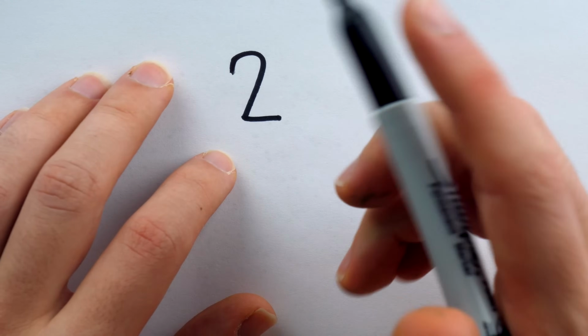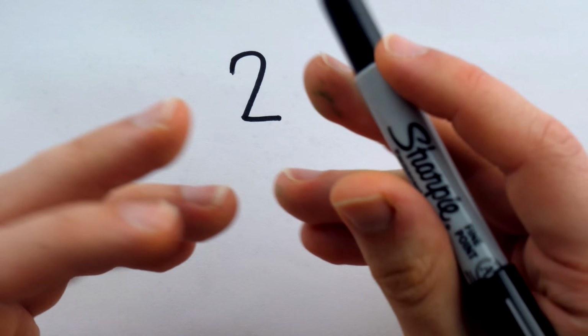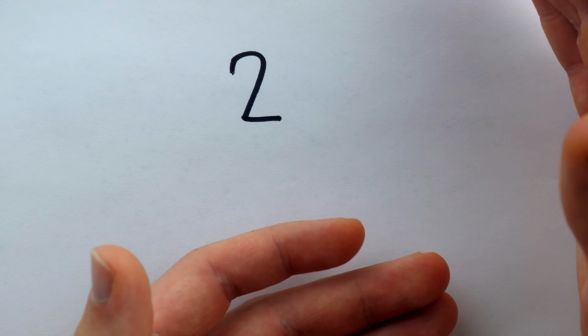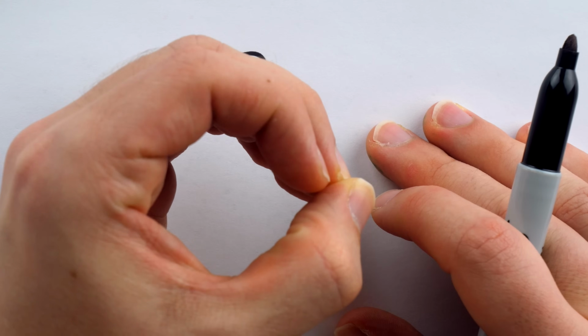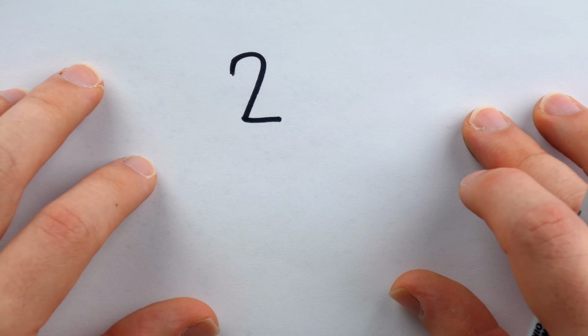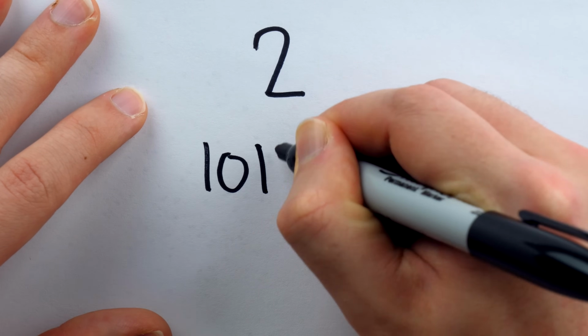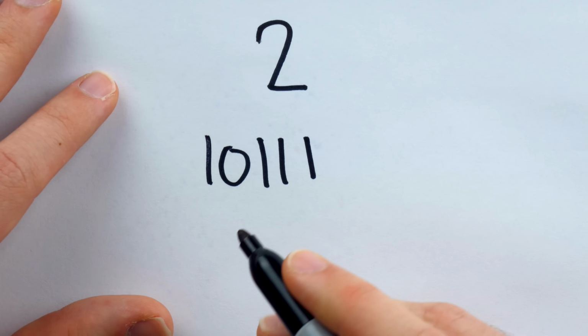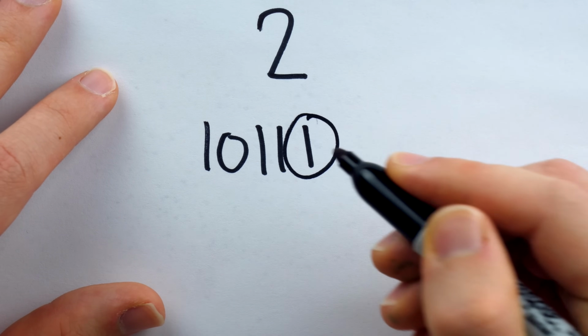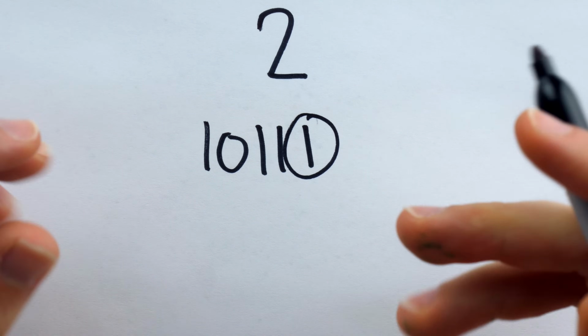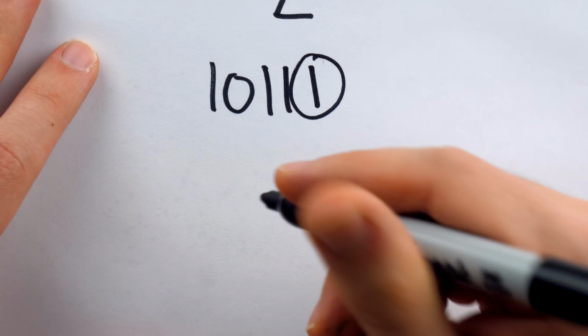Well, in binary, 2 functions a lot like 10 does in the decimal system, as we went over. In our decimal system, we know that a number is a multiple of 10 if it ends in a 0. Same thing in binary. For a number to be divisible by 2, it needs to end in a 0. For example, this binary number is not divisible by 2 because it has this 1 unit at the end. That means it's certainly an odd number and not divisible by 2.